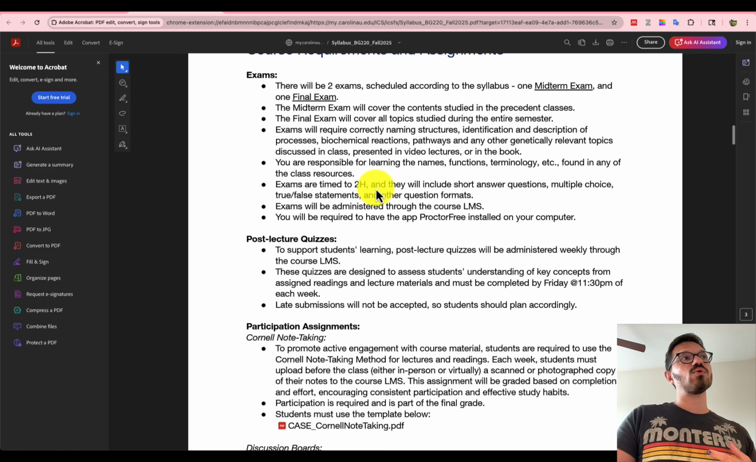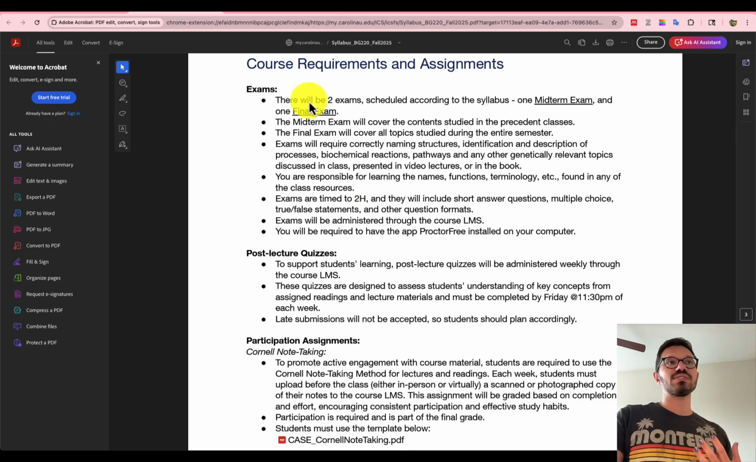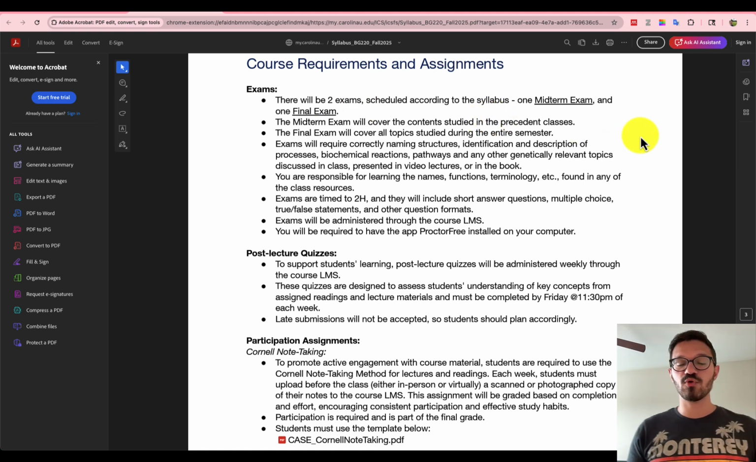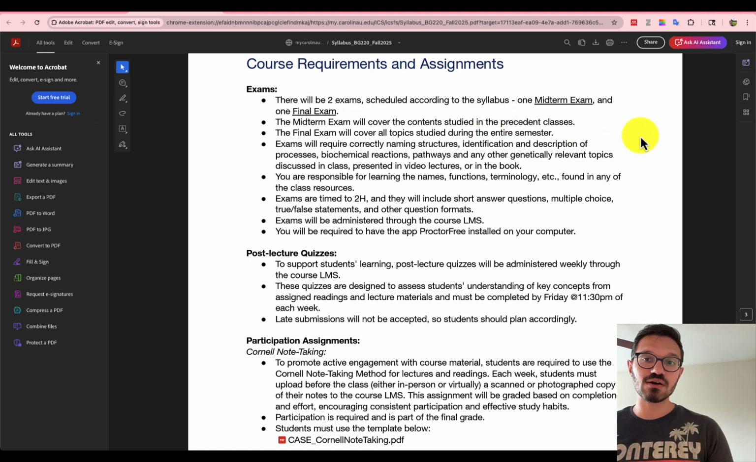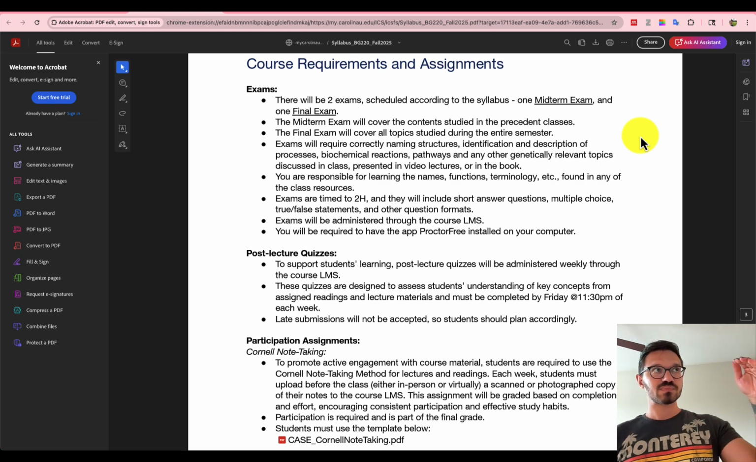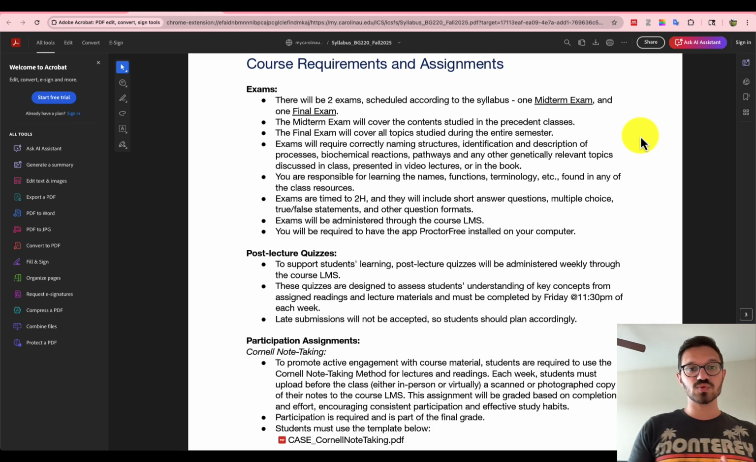So what are the assignments for this course? This course will have 2 exams. One would be the midterm exam and one would be the final exam. The midterm exam will happen on the 3rd week of this course, and it's already put in the syllabus. And the final exam is going to happen on week number 7 of this course.